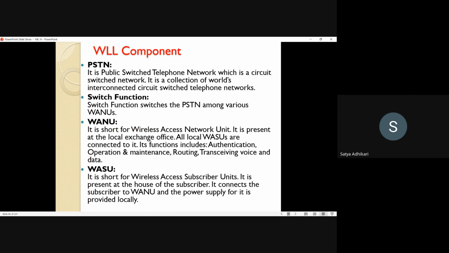WASU is short for Wireless Access Subscriber Unit. It is available along with the subscriber unit. It is present at the house of the subscriber. It connects the subscriber to the WANU, and the power supply for it is provided locally.